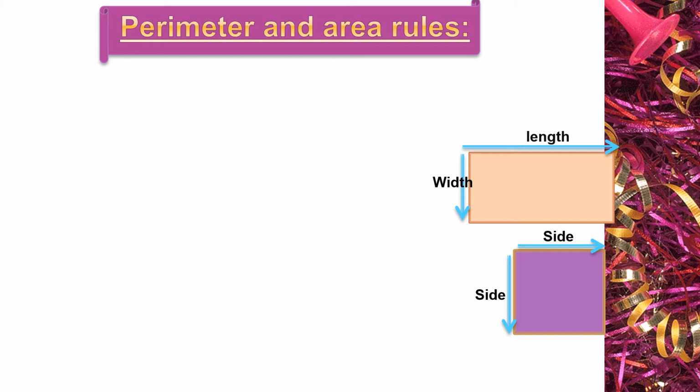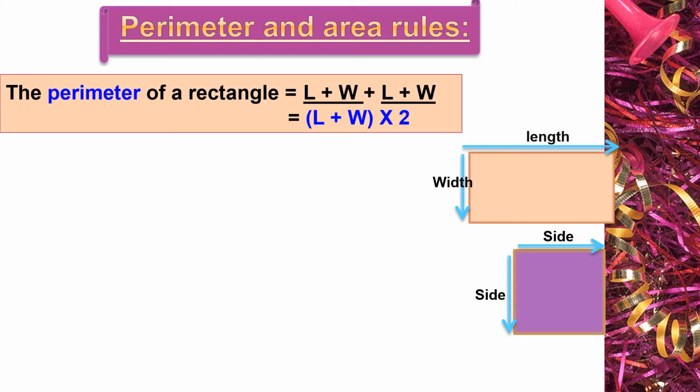Let's revise perimeter first. Perimeter is the distance around the shape. Around it, when we move from length and width, and length again, and back to width again, this is called perimeter. So, perimeter of a rectangle is length plus width plus length plus width. We studied this in the first term.